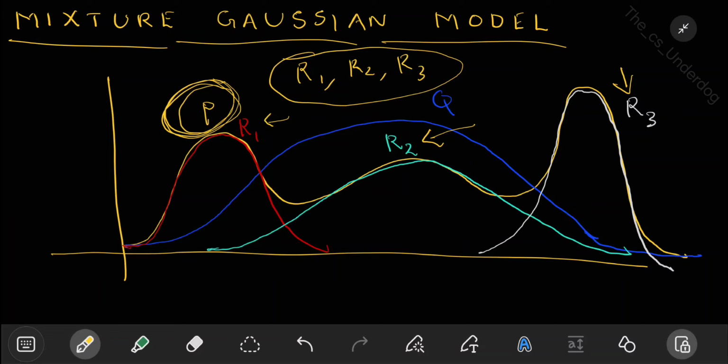Instead, if I used a single Gaussian, that is Q, this is the best I can come up with. This blue line is the best I can come up with in case of a single Gaussian distribution. But if I'm using a mixture Gaussian, then if I use R1, R2 and R3 together, I'll be able to come up with a good approximation for the distribution P. So I'll write the equation, and from that let us understand.